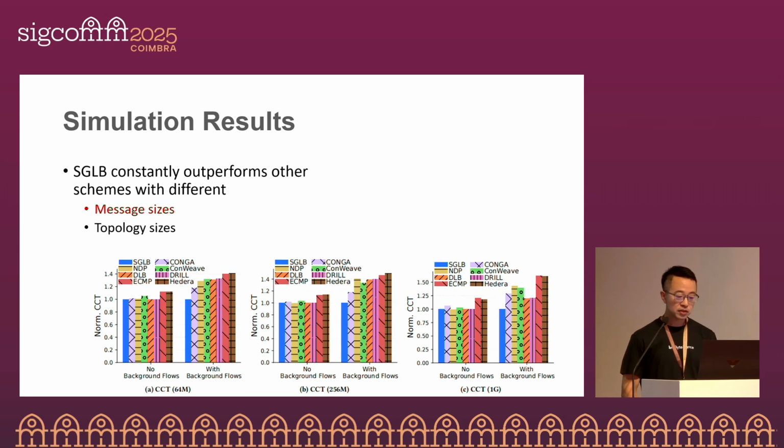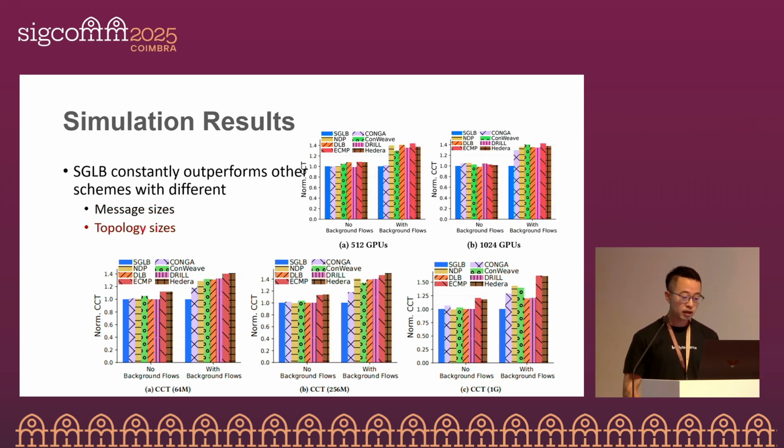So next, this slide shows the simulation results. In the bottom 3 pictures, we show each algorithm's performance under different message sizes, and the message size ranges from 64 meg, 256 meg to 1 GB. And in the top right pictures, we show each algorithm's performance under different topology sizes. As you can see, SGLB constantly outperforms other algorithms independent of whether there's background traffic, the message size, and the topology size.